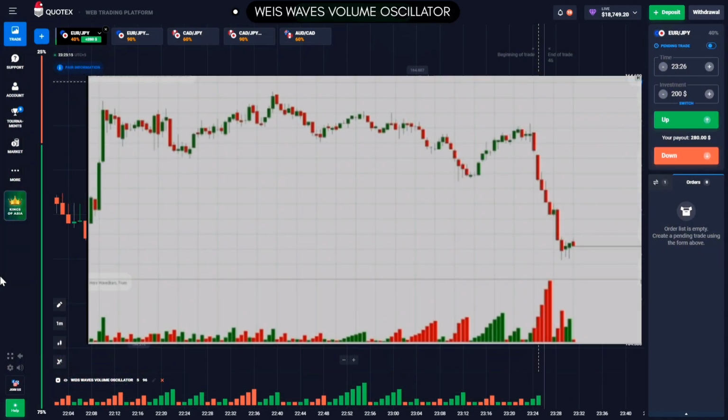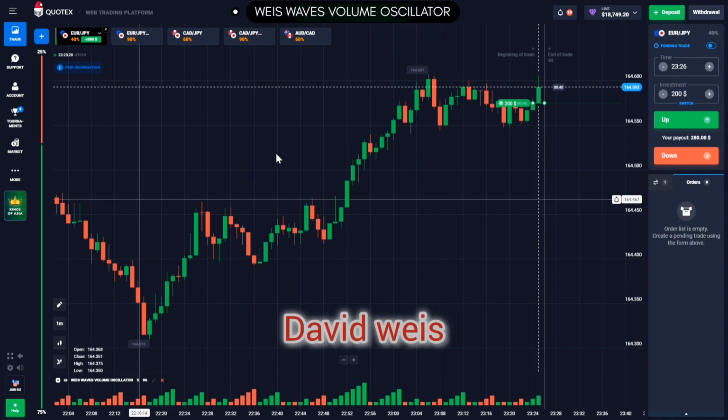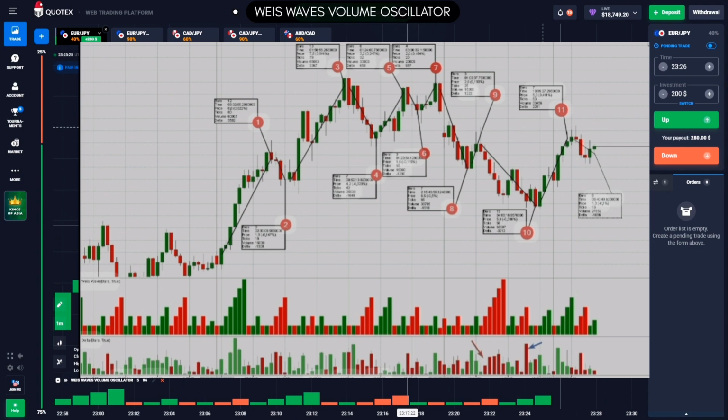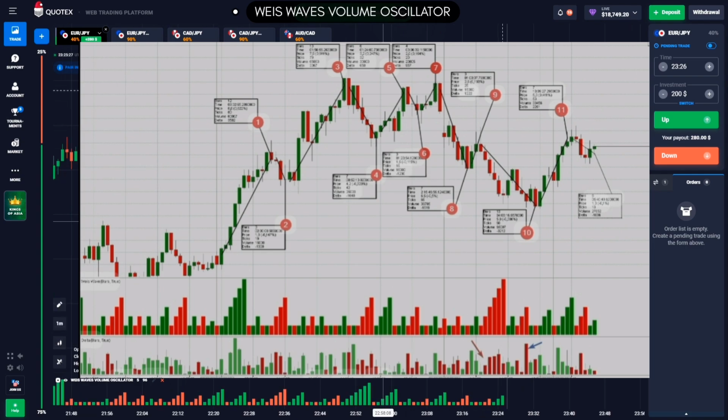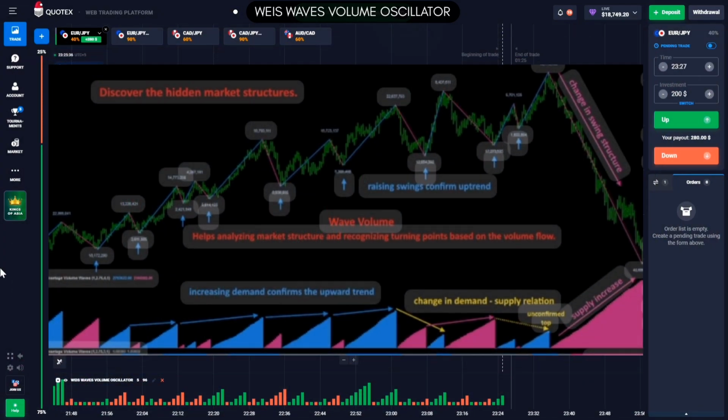The Weis Waves Volume Oscillator is based on Richard D. Wyckoff's wave theory and further refined by David Weis. Purpose: it measures volume flow within price waves to identify accumulation, distribution, and trend strength. Key concept: instead of analyzing volume bar by bar, it groups volume based on price waves, up or down moves.